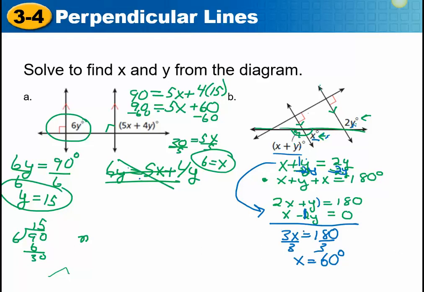See, even teachers mess up. And now that I know what x is, I'm going to plug it back into the easier one here, x minus y equals 0. So that means 60 minus something equals 0. You can probably guess that the answer is going to be 60. So y is 60 and x is 60. Now that makes sense because that means this is 120 and this is 60, and they should be supplementary like that. And then this one would be 120, so then 120 and 120 are congruent.